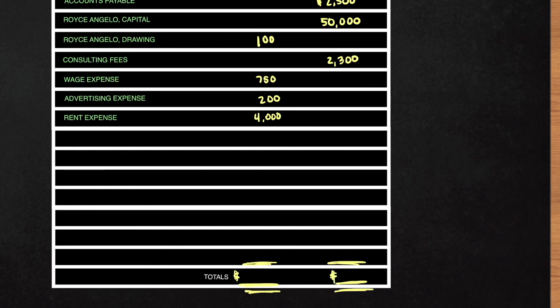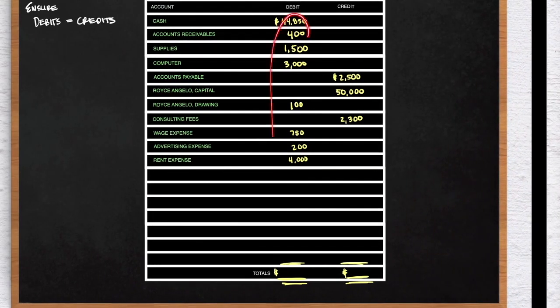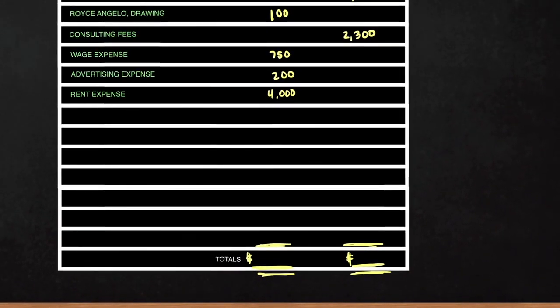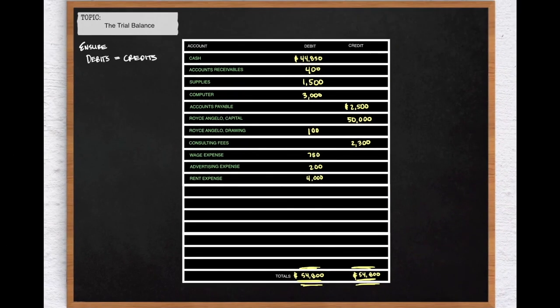So your last step is to make sure you have dollar signs at the very last line, which is your totals. Add your debits up and add your credits up. And if you did everything correctly, your debits and credits will equal. In this case, for debits, we have $54,800. And for credits, after adding it up, it's $54,800. And there you go. Your debits and credits equaled one another.